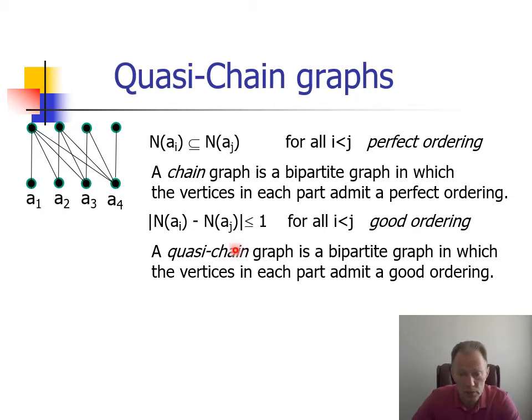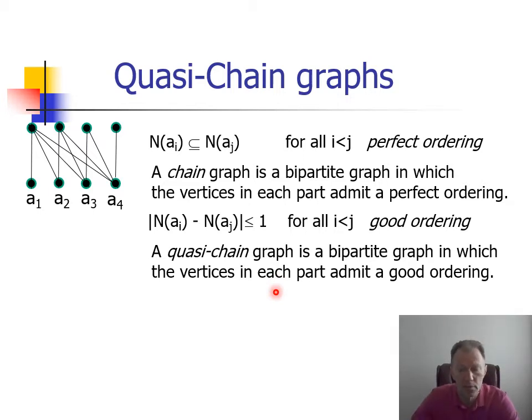Now we move to quasi-chain graphs, and to define this notion, let me relax the chain property of the neighborhoods in the following way. We will say that a linear order of vertices is good if for any two vertices the vertex with the smaller index has at most one private neighbor with respect to the vertex with the larger index. Then a quasi-chain graph is a bipartite graph in which the vertices in each part admit a good order.